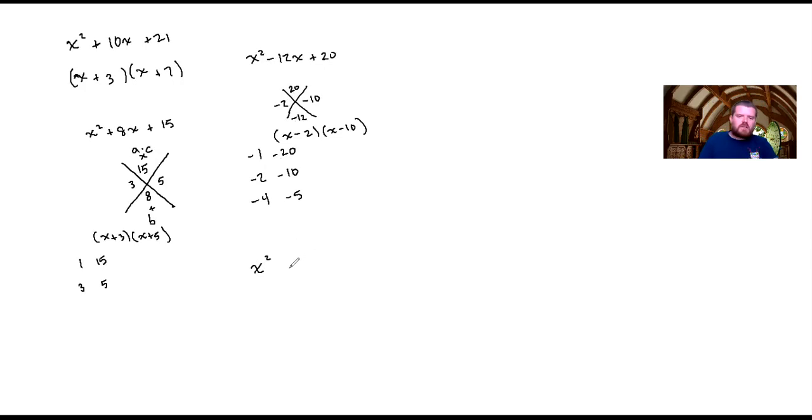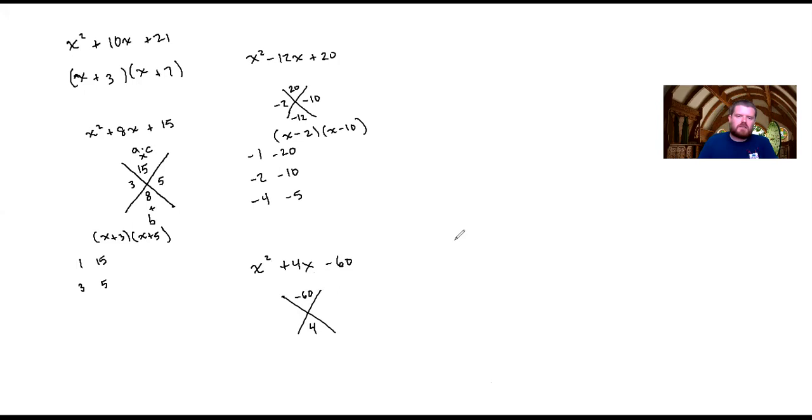Let's do another example. x squared plus 4x minus 60, for instance. So I'm looking for two numbers that multiply to get negative 60, but add up to 4. So here now, because my c term is negative, that tells me that one factor has to be positive, one factor has to be negative.